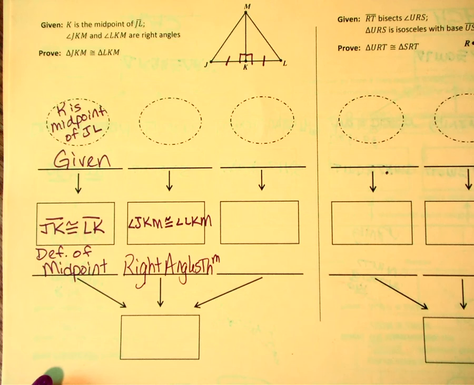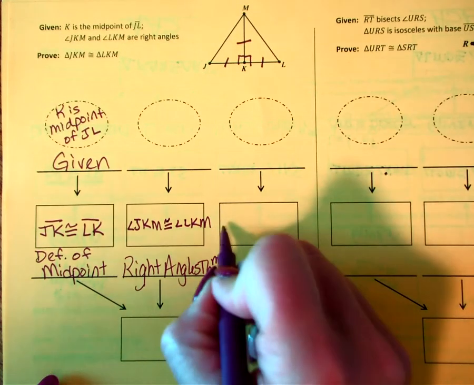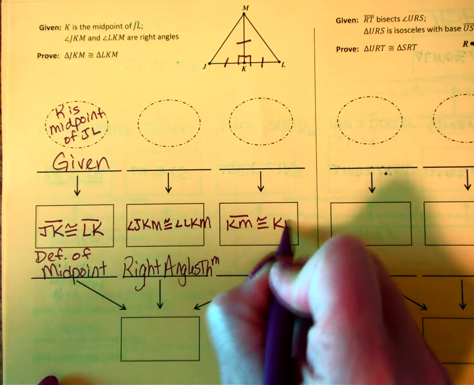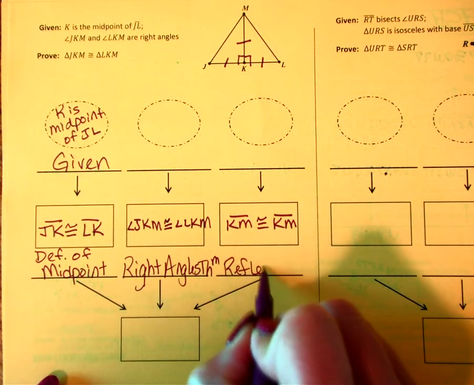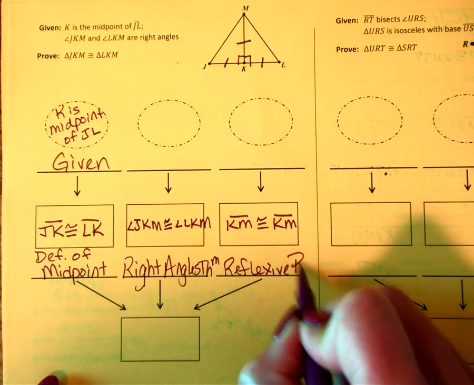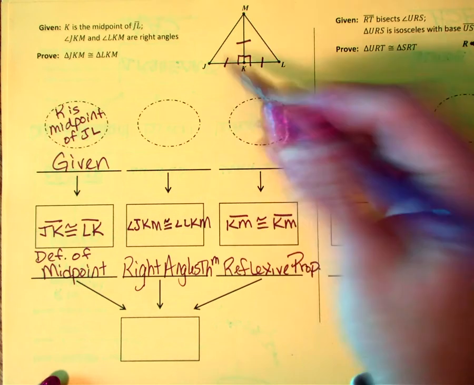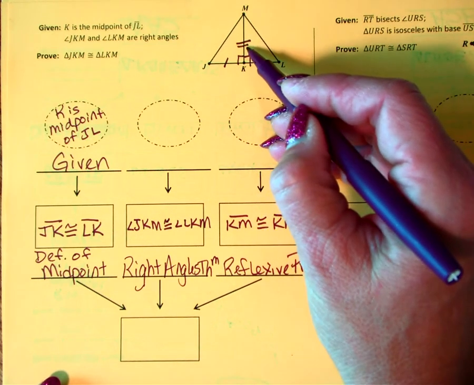Okay. So I've taken care of everything that's been given to me, and what else do I see that I know from the diagram given to me? That KM is congruent to KM, and that is my reflexive property. Okay. So based on that, now I have all three parts: side, angle, side, side, angle, side.